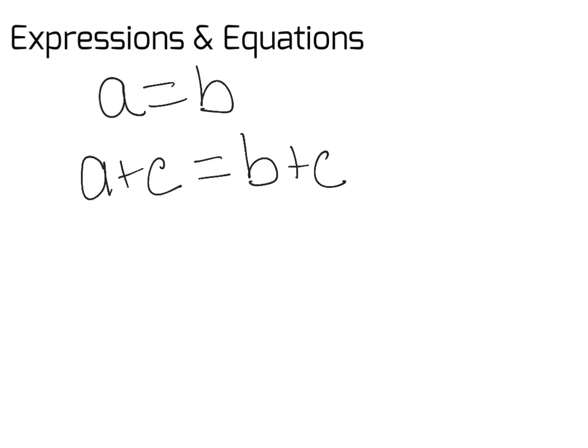The subtraction property is the exact same. If I have the equation A equals B and I subtract a number on one side, I must also subtract that same number on the other side to keep the equation in balance. So this chapter is going to talk about the addition property and the subtraction property of equality, which basically just means if you do something on one side of the equation, you must also do the same thing on the other side of the equation.